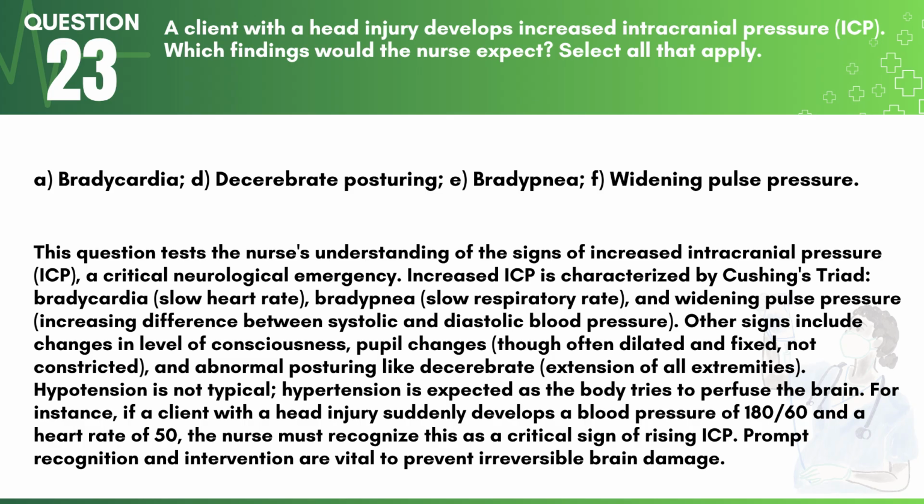Other signs include changes in level of consciousness, pupil changes, though often dilated and fixed, not constricted, and abnormal posturing like decerebrate, extension of all extremities. Hypotension is not typical. Hypertension is expected as the body tries to perfuse the brain. For instance, if a client with a head injury suddenly develops a blood pressure of 180/60 and a heart rate of 50, the nurse must recognize this as a critical sign of rising ICP. Prompt recognition and intervention are vital to prevent irreversible brain damage.